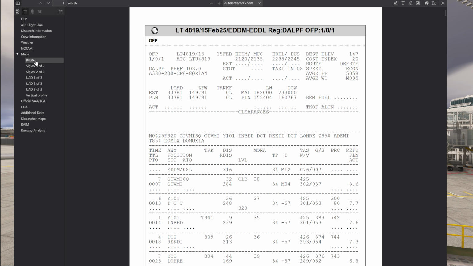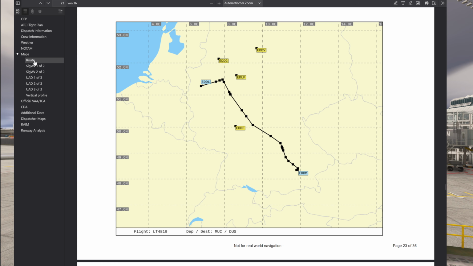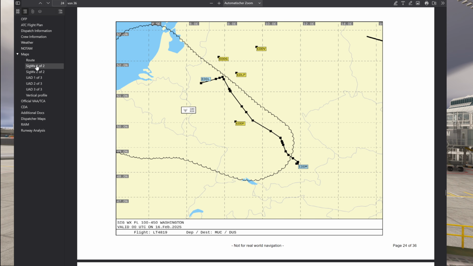My first go-to page is the route page, because we want to gather the big picture before we are going into these smaller detailed items. So the route page just shows me my route and the location of alternate airports. If we want to gather a little bit more data, we are going to head over to the significant weather chart, and that one gives me any significant weather along our route of flight.